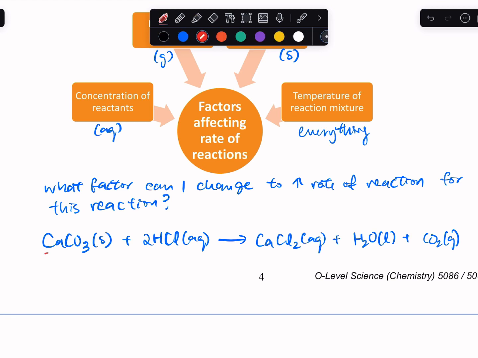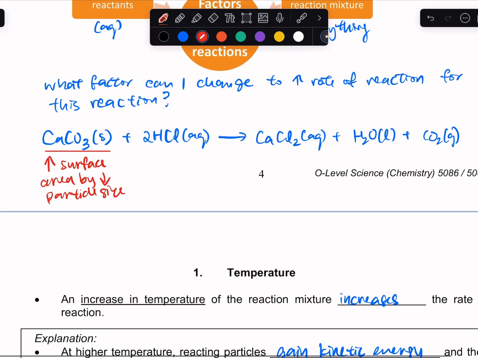First, we note that calcium carbonate is a solid. So therefore, what I can do is increase the surface area by reducing particle size. Now, what do we mean by reducing particle size? So, for example, instead of lumps, we choose powder. Okay, choose to have the powdered form.